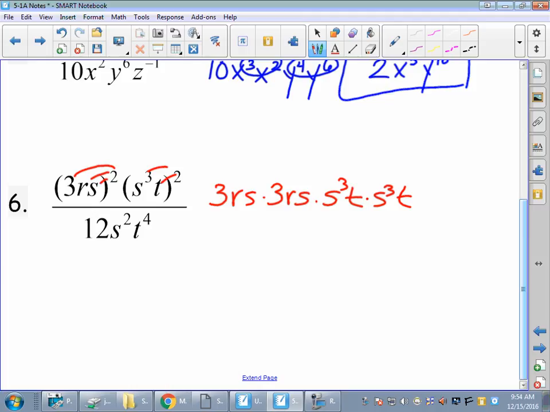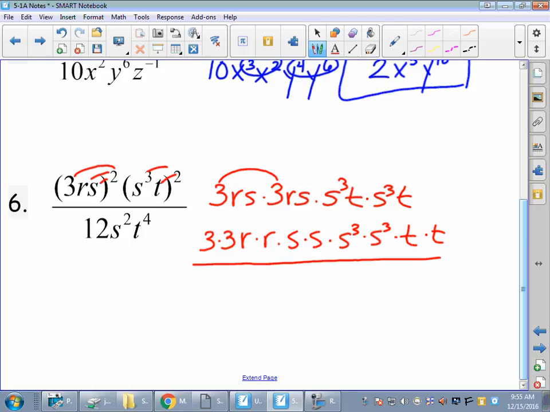When I squared the 3, I could have just said 3 times 3. They're going to be multiplied together, so put them next to each other. The R and the R are going to get multiplied together. The S times the S are going to get multiplied together, along with the S cubed and the S cubed, and the T and the T. So as you expand, you can regroup and put the numbers with the numbers and the like variables next to each other. It's just going to help you organize your information. And then I have 12 S squared T to the 4th.